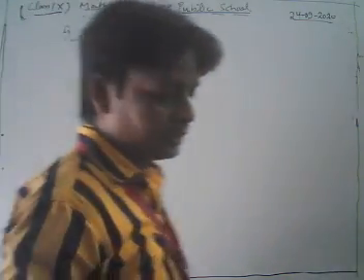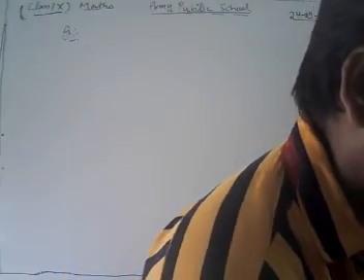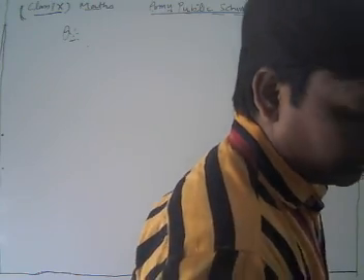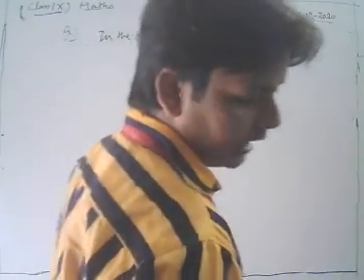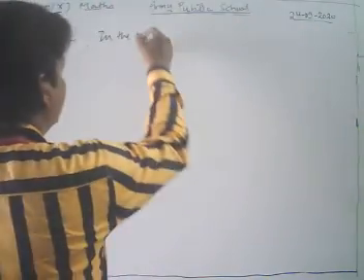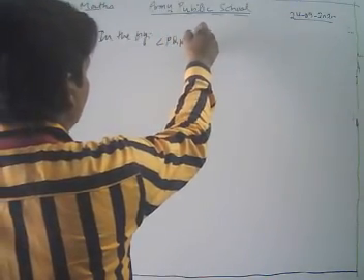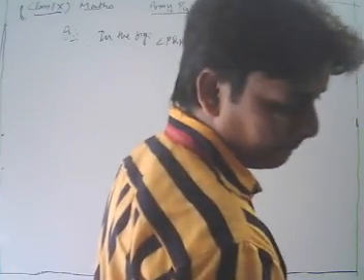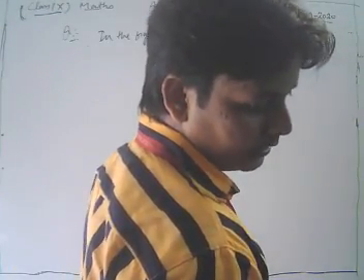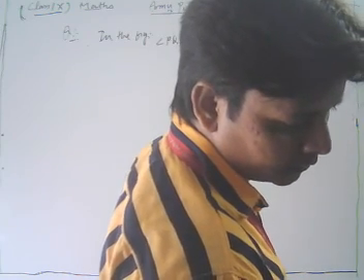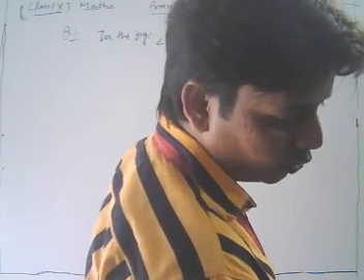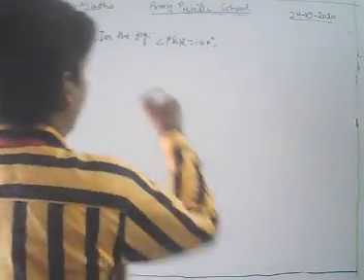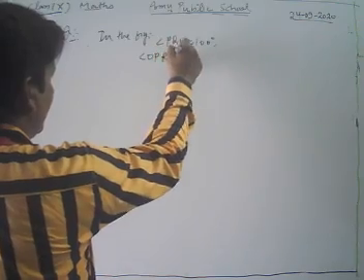Now let's take a question. In the given figure, angle PQR is equal to 100 degrees, where P and Q are points on the circle with center O. Find angle OPR. We have to find angle OPR.